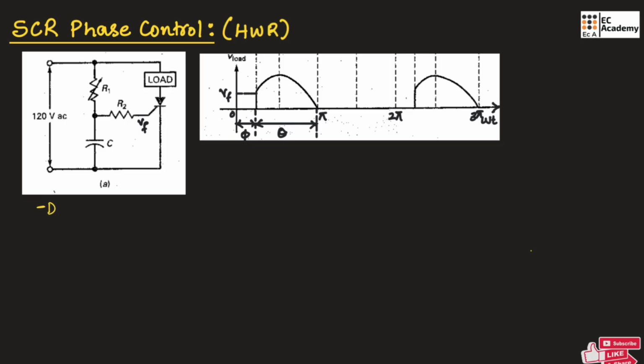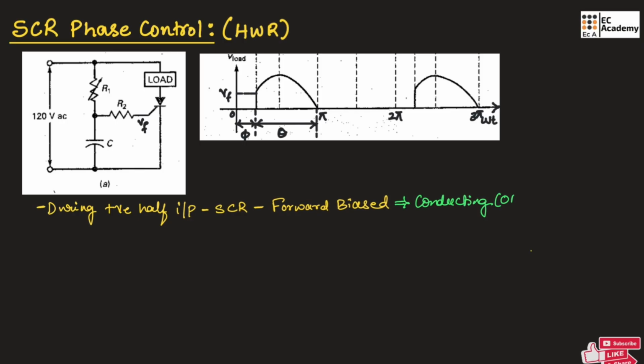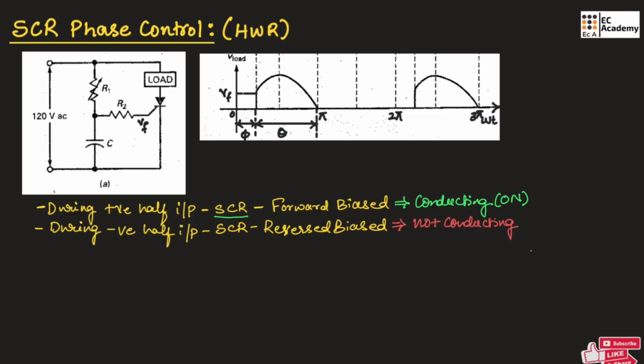During positive half of input cycle, the SCR will be forward biased and hence the SCR will be conducting, which means SCR will be on. During negative half of input cycle, the SCR will be reverse biased, hence the SCR will not be conducting, hence the SCR will be off.